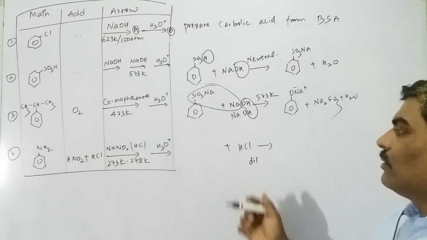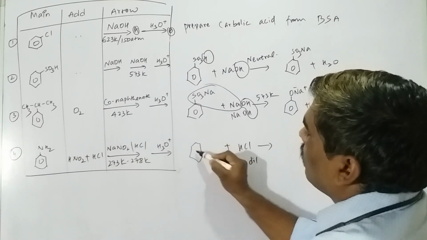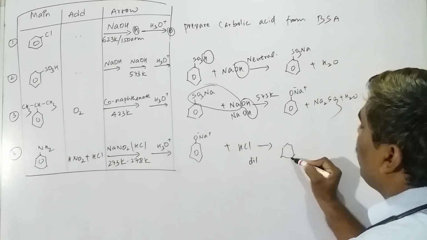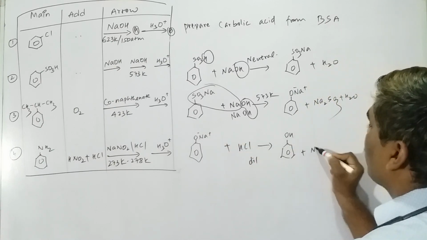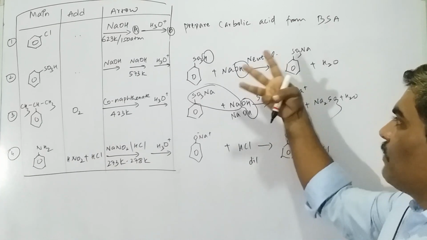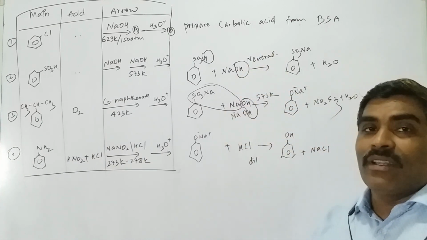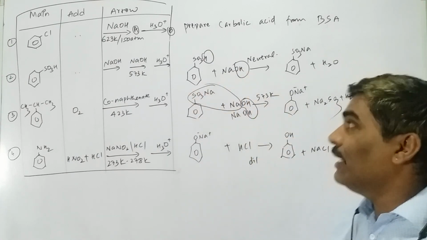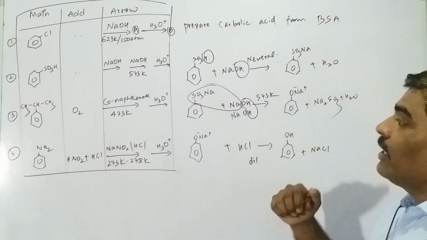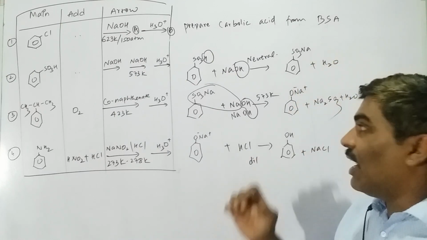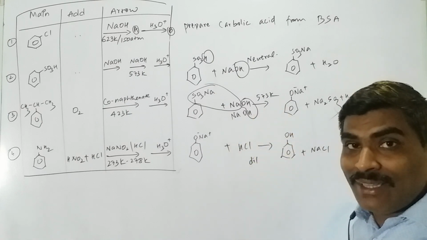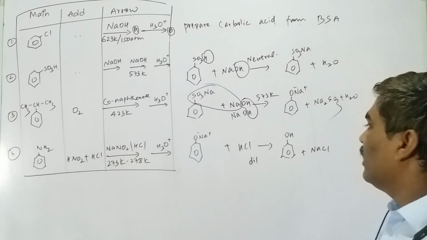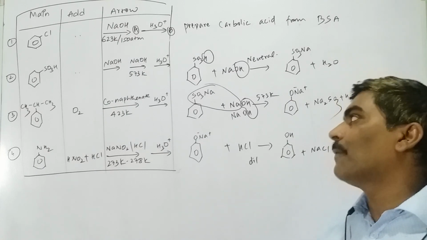Third step is the same. This ONa, on acid hydrolysis, you will get your carbolic acid plus NaCl. Three steps are there. First, you react with sodium hydroxide to get sodium benzene sulfonate, which, when fused with sodium hydroxide at 573 Kelvin, gives sodium phenoxide, and further on acid hydrolysis it gives phenol, or carbolic acid.